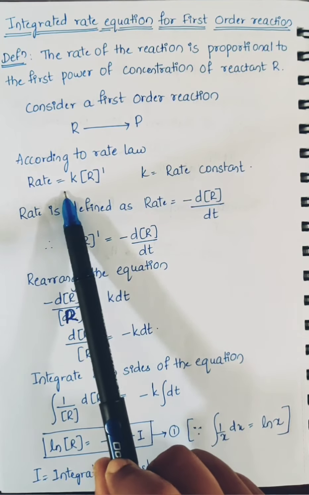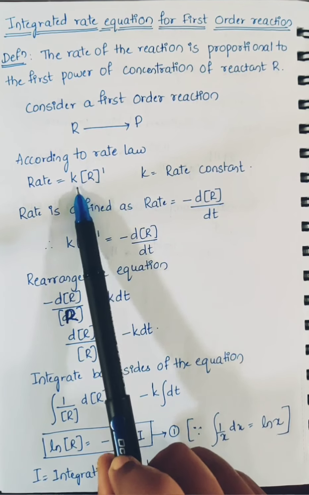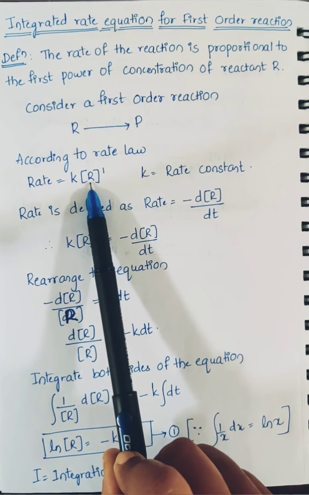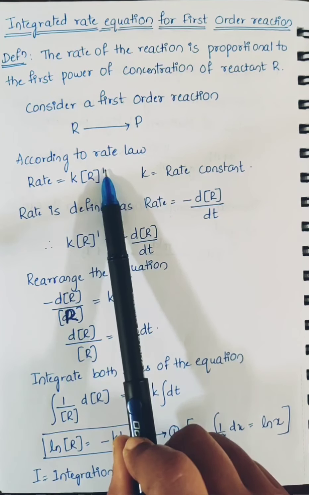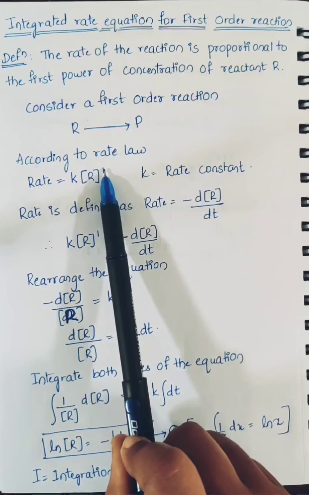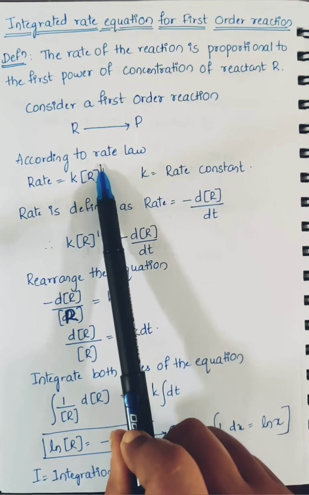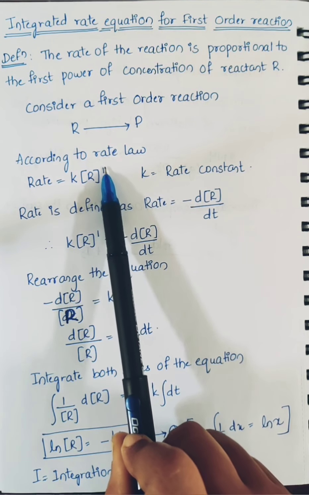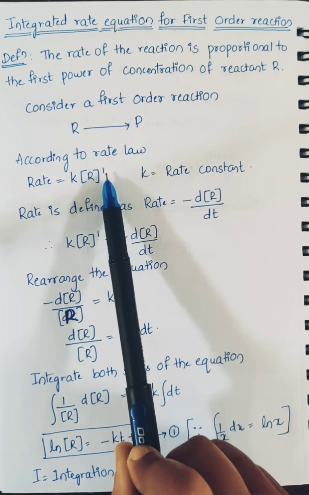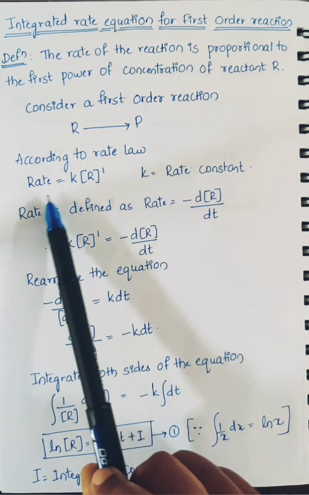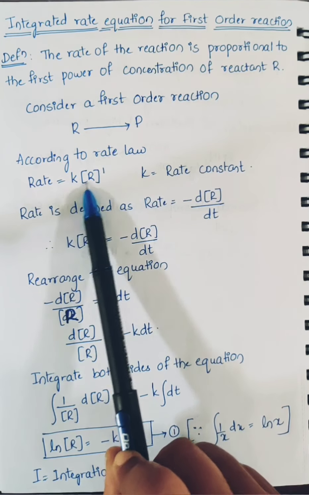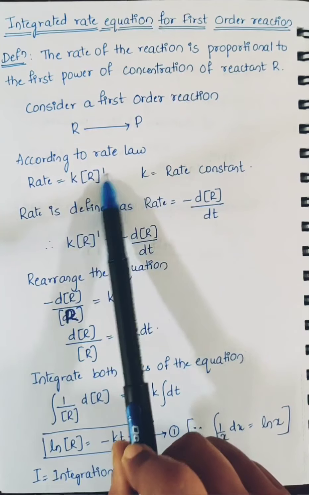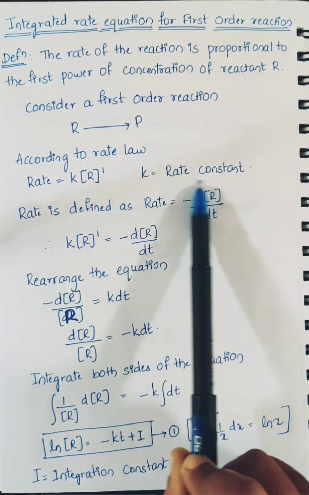Rate is equal to the rate constant times the concentration of the reactant raised to the order. Order here is first order. In the zero order reaction we took n as 0, but this is a first order reaction, so while writing the rate law you take n equal to 1, so the power should be 1. Rate is equal to k times concentration raised to 1. So k here is the rate constant.